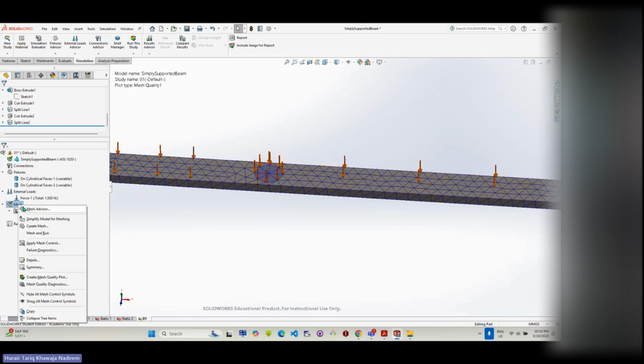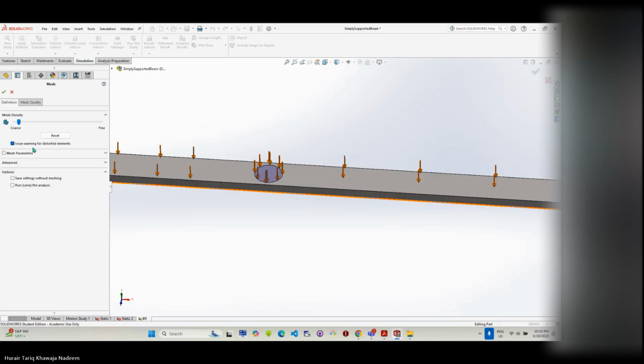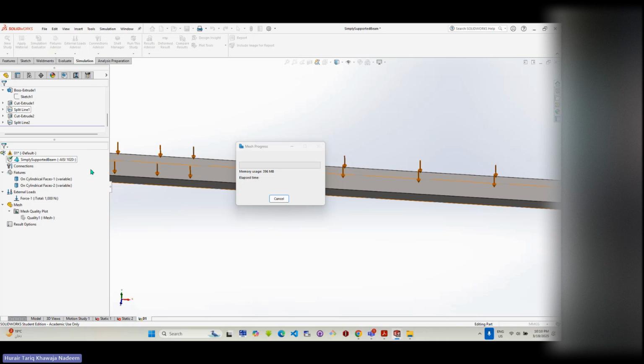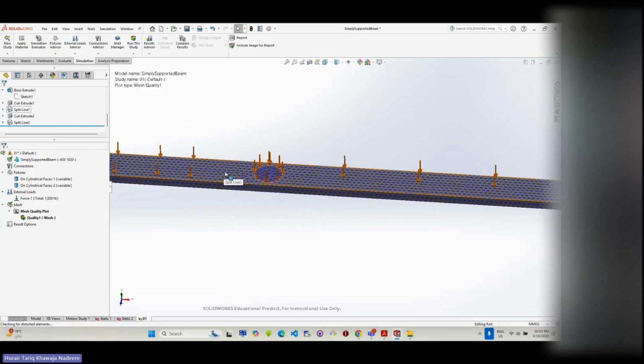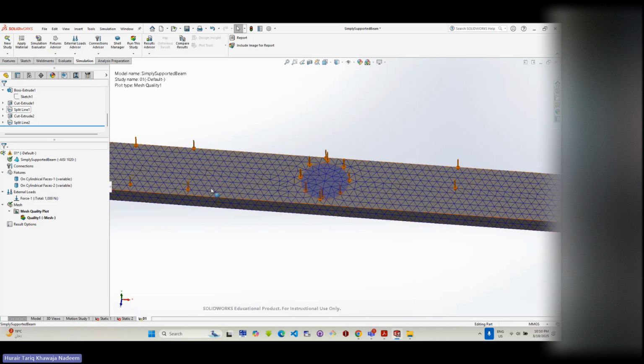But if you want to make a finer mesh, what do you do? You move this over here and click OK. And now you will see that the number of elements has increased. 1, 2, 3, 4, 5, 6, 7, 8, 9. 9 elements. So the finer mesh is going to use more computational power as compared to the coarse one. But coarse ones sometimes are required to get a general idea of how the part is going to look or how it's going to behave.